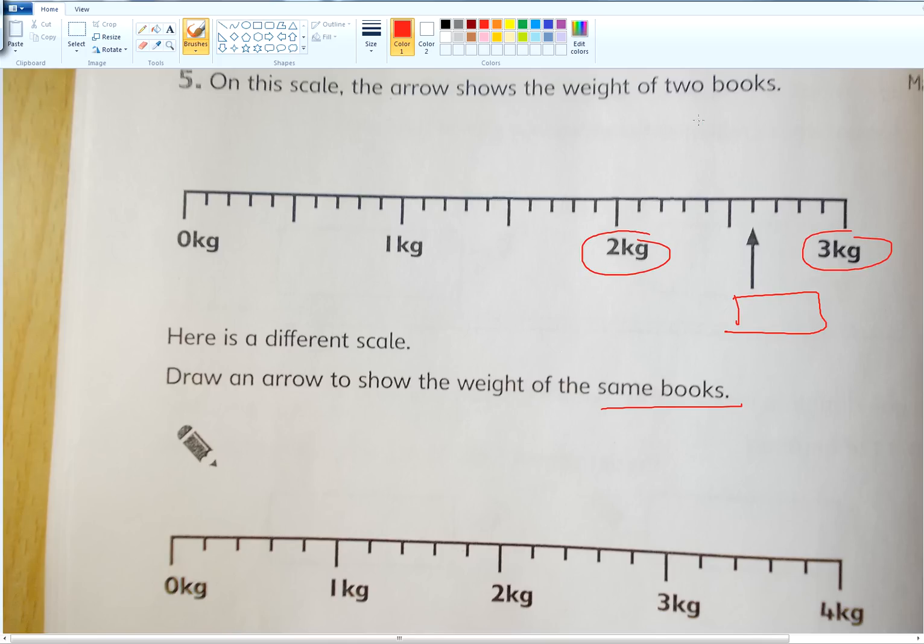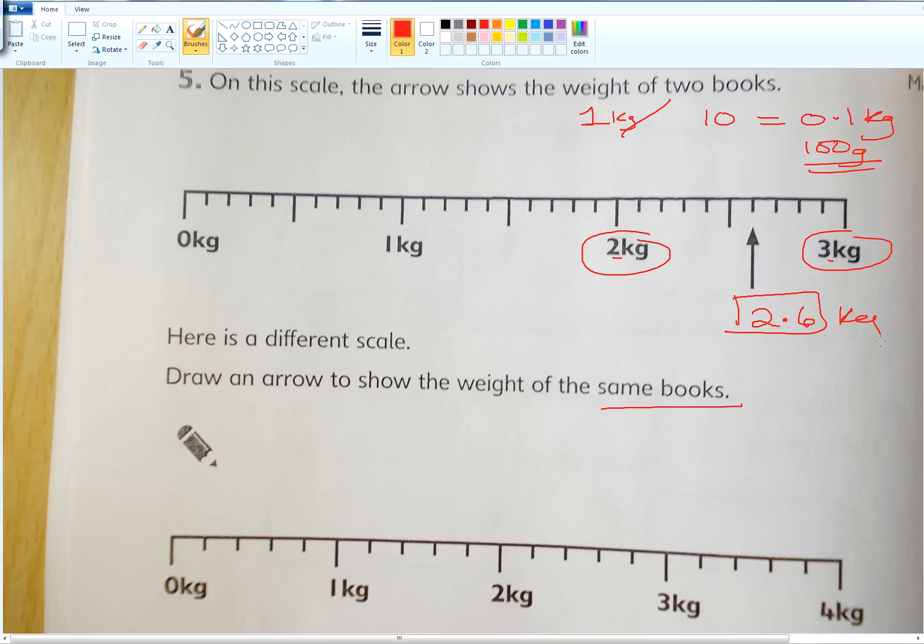How many gaps do we have in between? 10. 10 gaps. And between 2 kilograms and 3 kilograms, how many kilograms do we have? 1 kilogram. So 1 kilogram, we're dividing amongst 10 gaps, which will give you 0.1 kilogram jumps. Or we could think about it as 100 gram jumps. So that's 2 kilograms, and 100 grams and 200 grams and so on. So this weight here will be what?